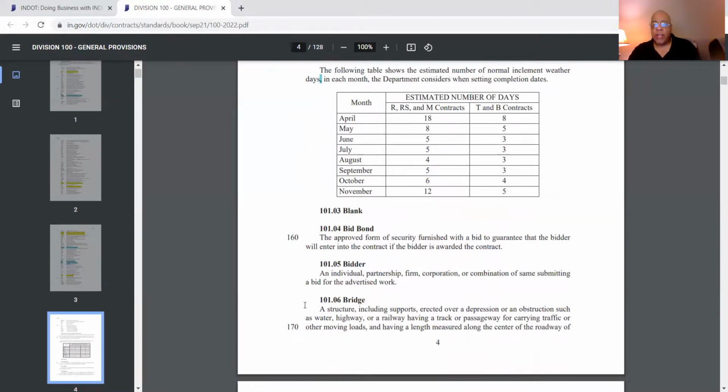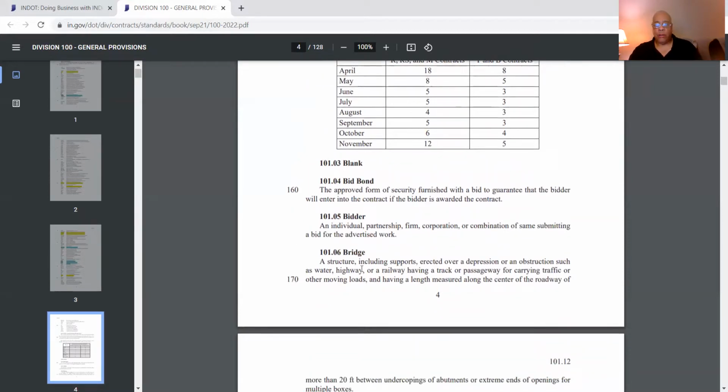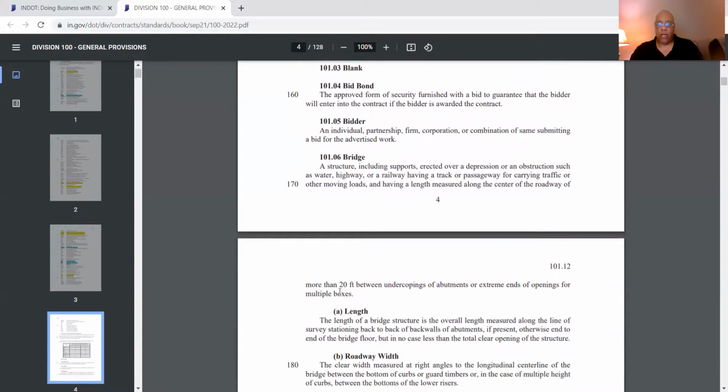If you want to know what a bridge is, it's going to tell you: a structure including supports erected over a depression or an obstruction such as water, a highway, or a railway, having a track or passageway for carrying traffic or other moving loads, and having a length measured along the center of roadway more than 20 feet between undercopings of abutments or extreme ends of multiple boxes. That's what these specifications are telling you.